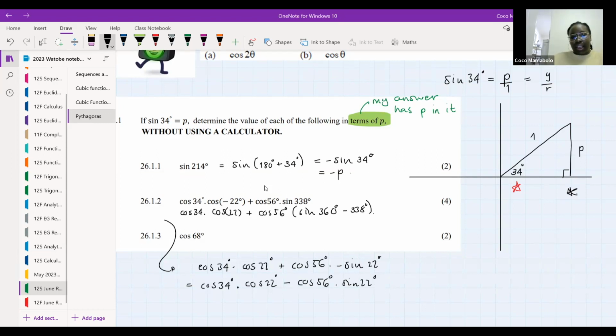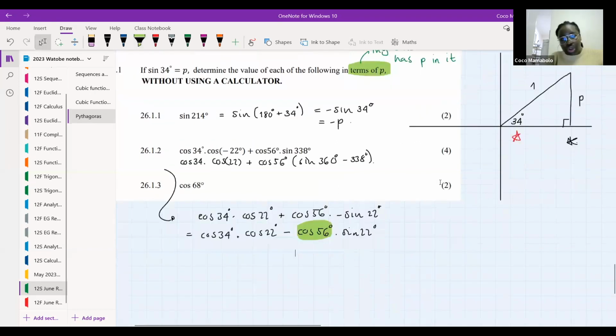Now I realize that I'm almost at a compound angle. The only thing that's making my life difficult right now is this cos 56 degrees. So I'm going to use a co-function, and change cos of 56 degrees to sine of 34 degrees. So that's going to give me cos of 34 degrees times cos of 22 degrees minus sine of 34 degrees times sine of 22 degrees.